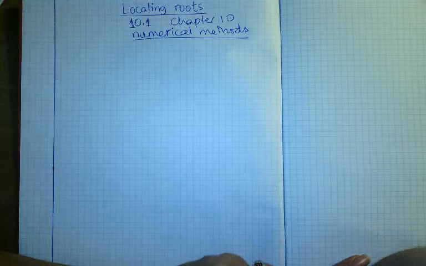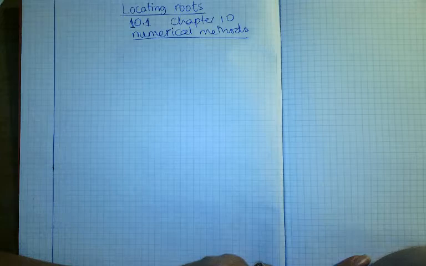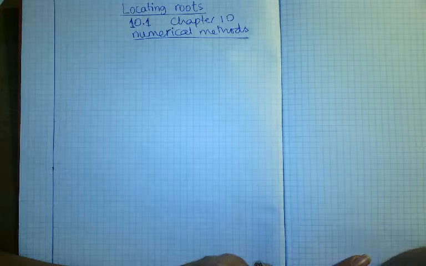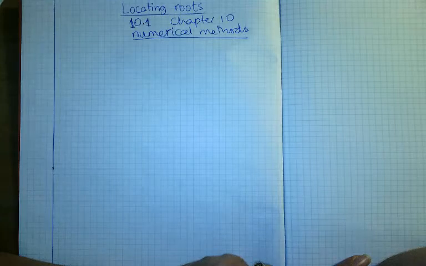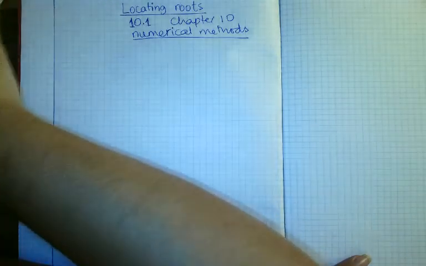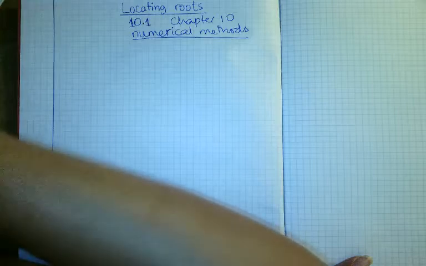Now, there are several numerical methods which can be used to solve quite complicated equations. So you can't use your normal methods, which could be factorization or solving by quadratic formula. Where those methods don't work, we then go on to use other methods such as iteration or the Newton-Raphson method, which you're going to learn in exercise 10C, I believe.